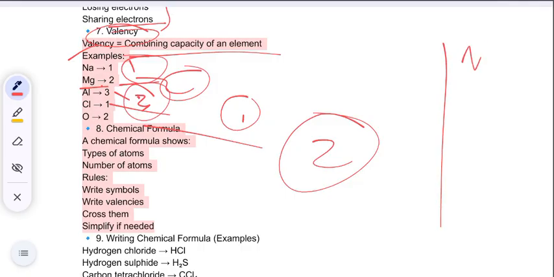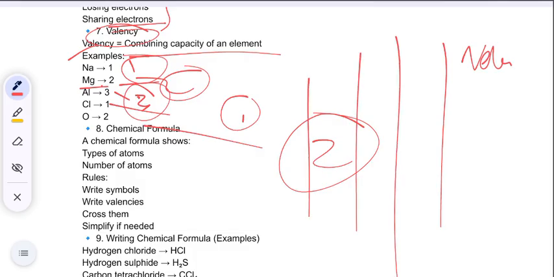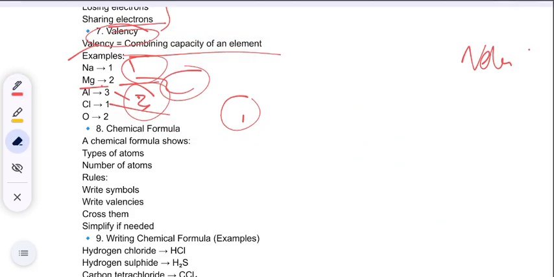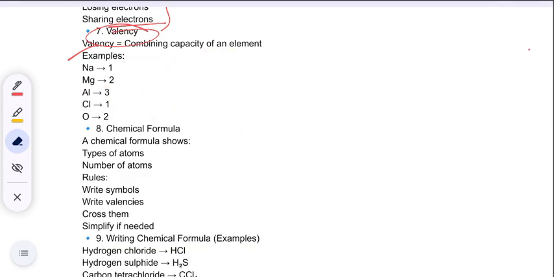But in your NCERT book, the whole table is given, with valency and many more topics. You need to go through them, understand them, and learn them. Okay, now the next topic is chemical formula.